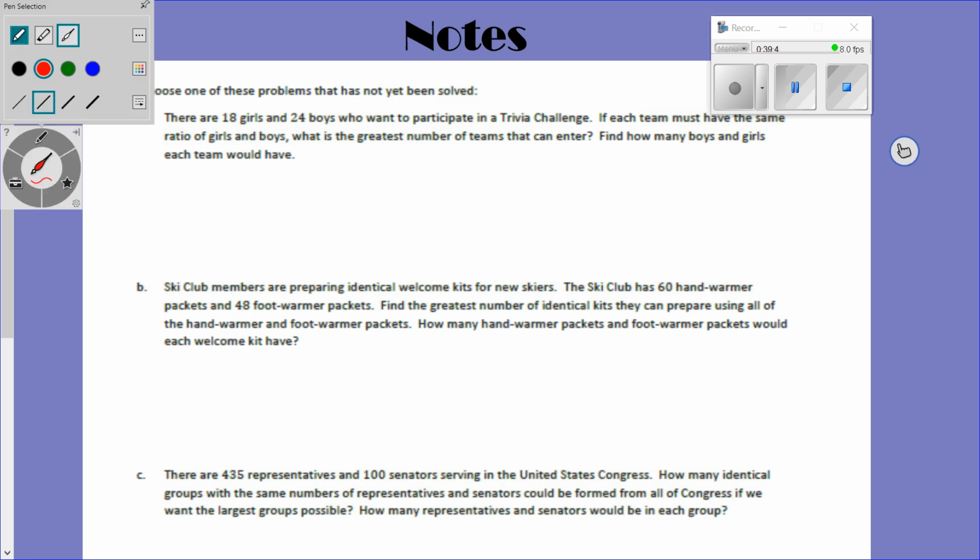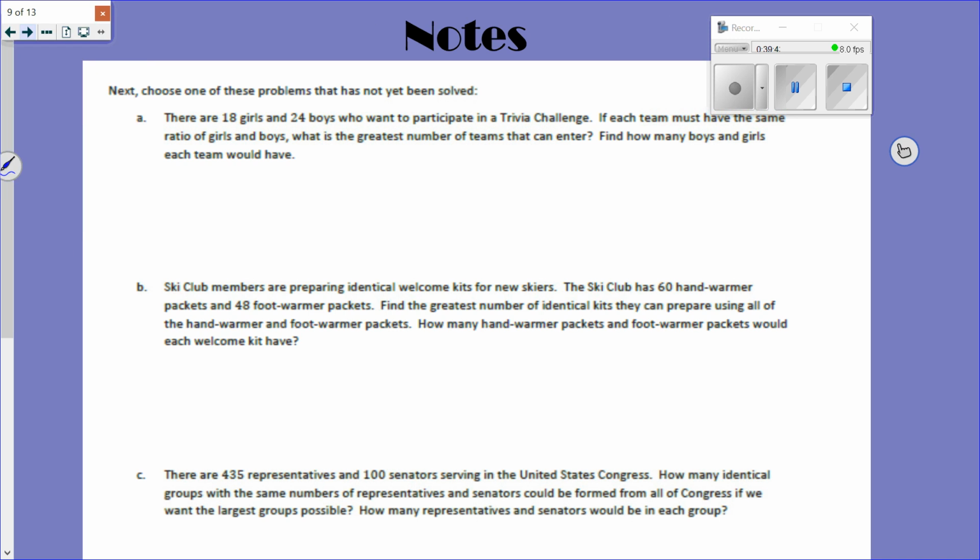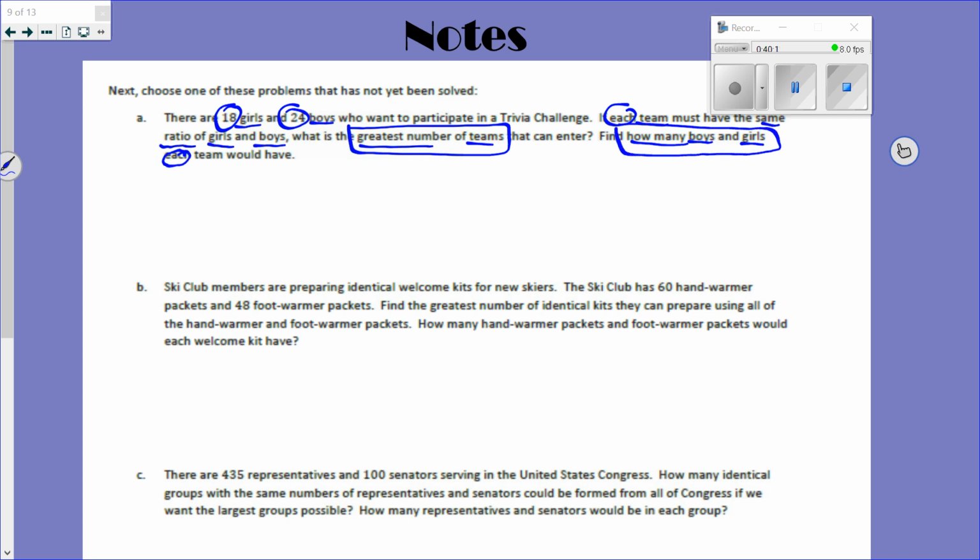Okay, our first one, we've got 18 girls, 24 boys who want to participate in a trivia challenge. Each team must have the same ratio of girls and boys. What is the greatest number of teams that can enter? So there's one question. And then find how many boys and girls each team would have. So there's actually 2 questions that we need to answer off of this.